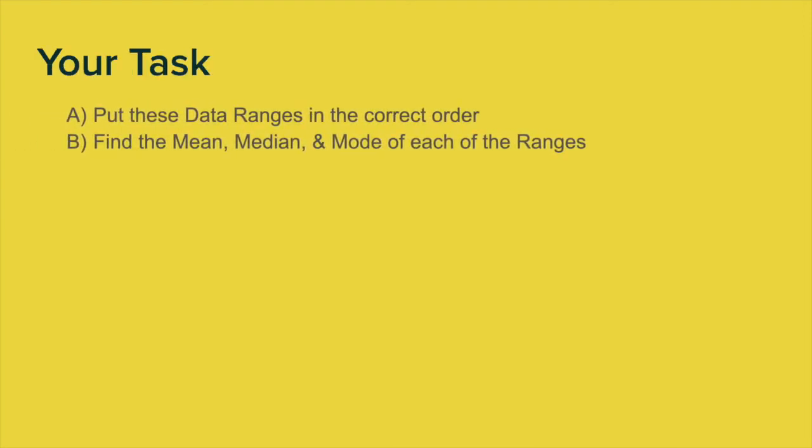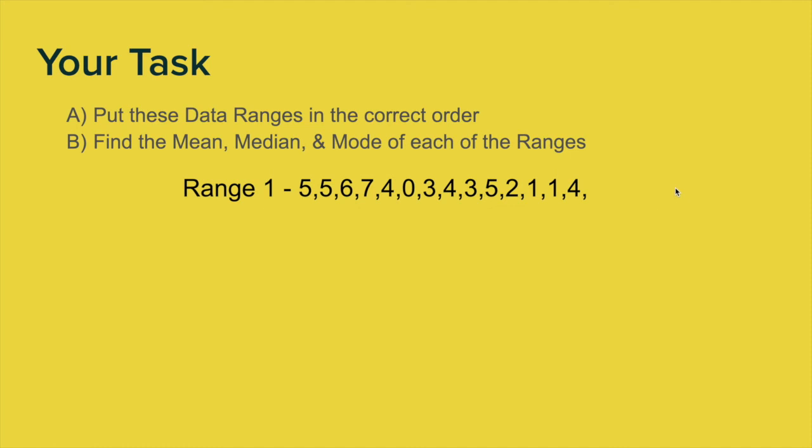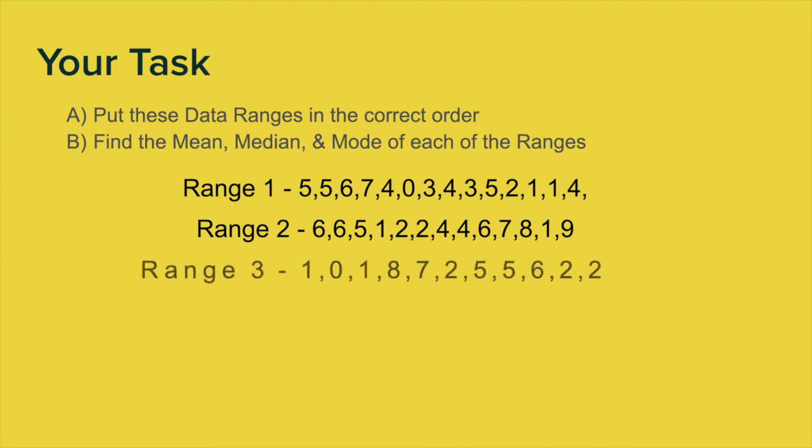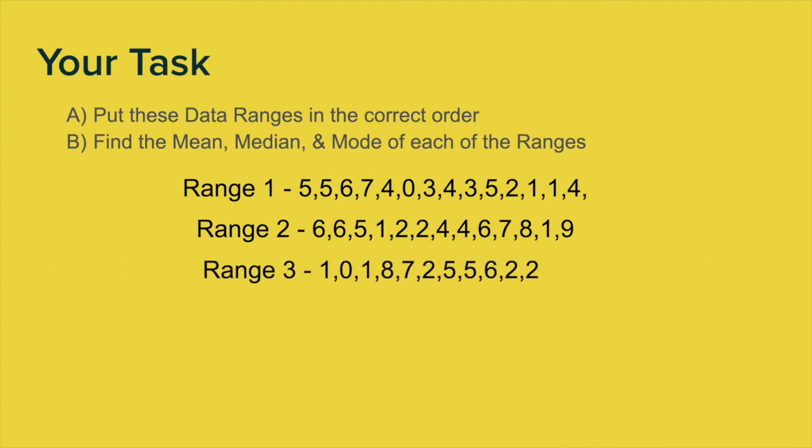So, your task for today is very simple. You're going to first put some data ranges in the correct order. Once you've put them in the correct order, you're going to find the mean, the median, and the mode of each of the ranges. So here are your ranges. This is the first one. So remember, you need to put it in order first before you find the mean, the median, and the mode. Then you're going to find this one and finally this one. So you've got 3 ranges to work out.